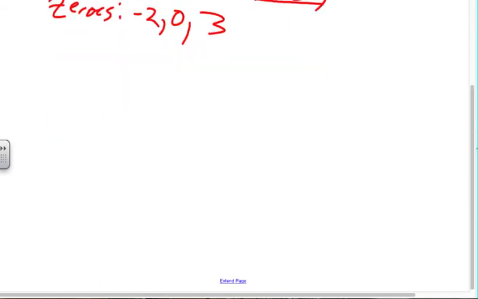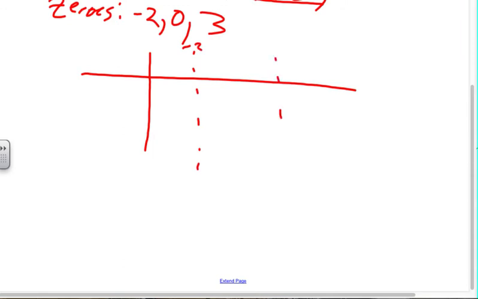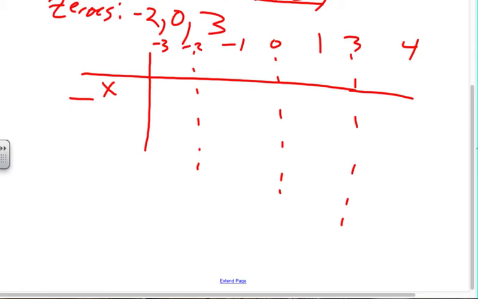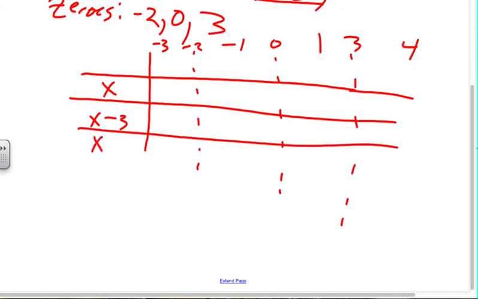Okay, so now I go in and I set up my table. So I know I'm going to have negative 2, 0, and 3. And I'm going to pick some test points. I'll do negative 3, negative 1, 1, and 4. So I've got my factors, which are x, x minus 3, and x plus 2.